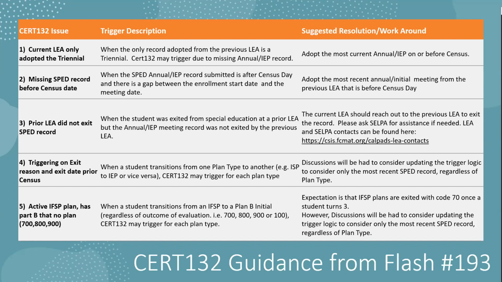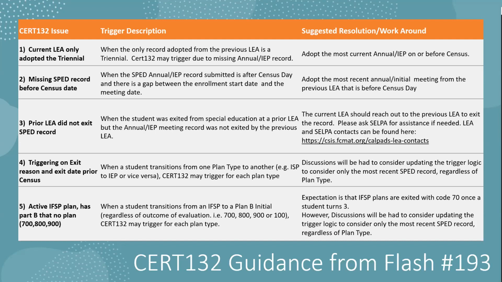Number 3, prior LEA did not exit the special education record. When the student was exited from special education at the prior LEA, but the annual IEP meeting record was not exited by the previous LEA, what should you do? The current LEA should reach out to the previous LEA and ask them to exit the record. Please ask CELPA for assistance if needed. LEA and CELPA contacts can be found at the LEA contacts on the CSIS webpage.